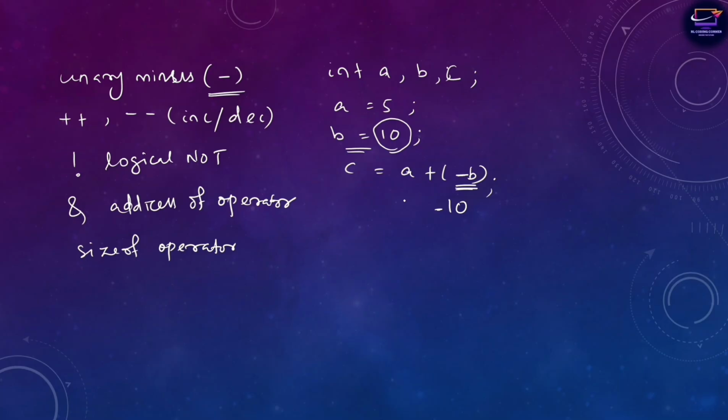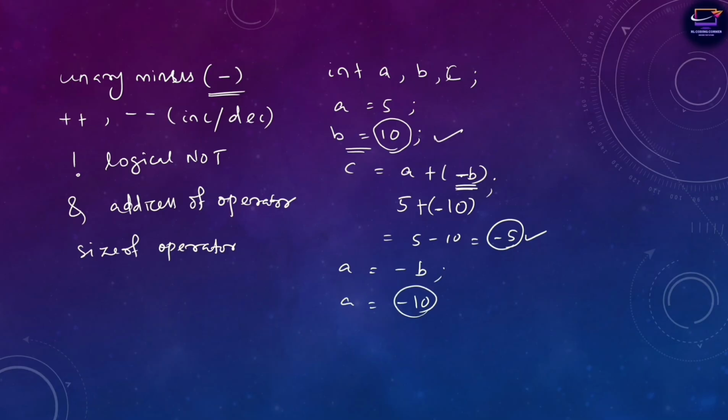Okay, and a is 5. So the output will be 5 plus minus 10, that is 5 minus 10 equals minus 5. If you write a equals minus b, then a equals minus 10.